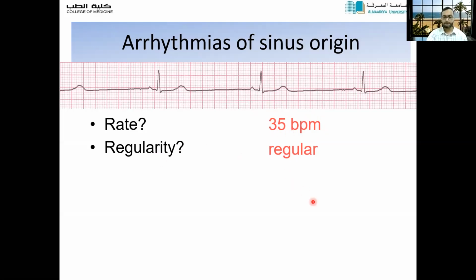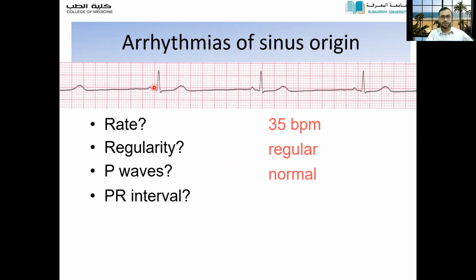Regularity, it's regular. P waves, yes, P waves are present. All look alike. They look normal in shape. And there is one P wave before each QRS complex. Here also before the QRS complex. Here also before the QRS complex. Although this is a small strip of ECG I have shown to you because of enlargement, ideally it should be a very long strip for commenting on the rhythm. So P waves are normal.